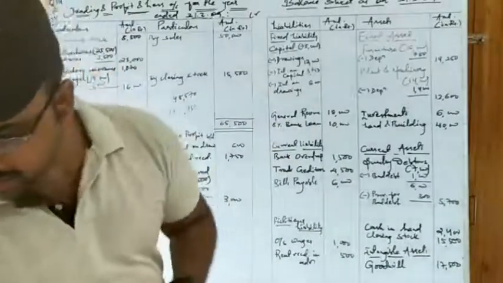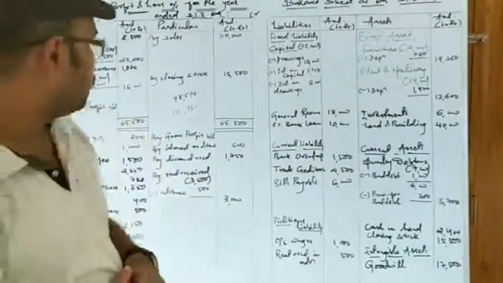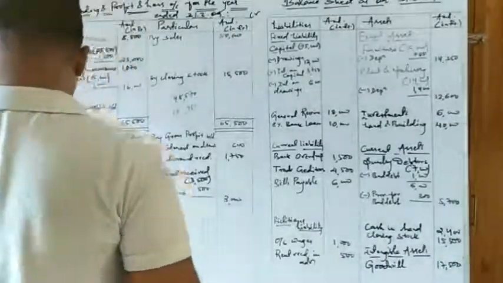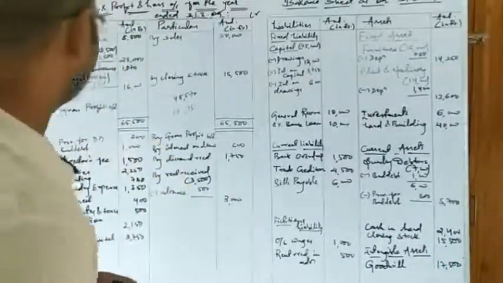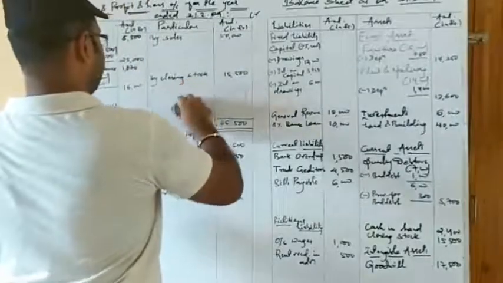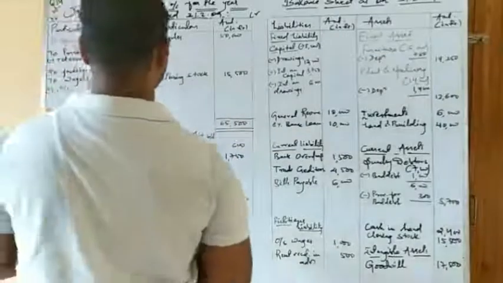Let us check whether this is right. If we are getting the wrong answer, we have to check what mistake we have made. The answer is coming wrong. Let us check where we have made the mistake.